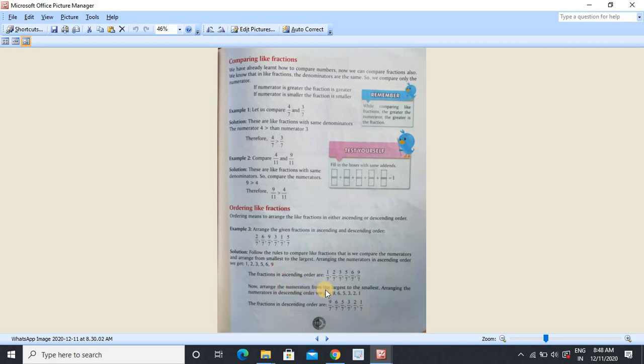Now arrange the numerators from the largest to the smallest. Arranging the numerators in descending order, we get: descending means from the largest to the smallest. So our numerators are like this: 9, 6, 5, 3, 2, 1. So our fractions will be 9 by 7, 6 by 7, 5 by 7, 3 by 7, 2 by 7 and 1 by 7. Okay. So now it is set in descending order.